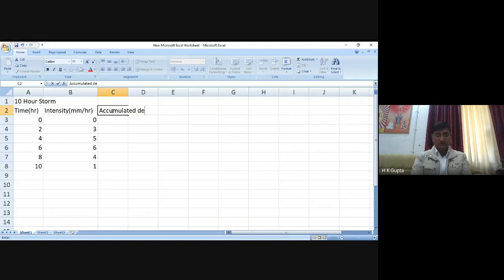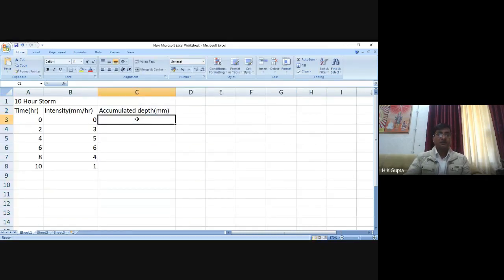Depth. I can write here in millimeter. So you can simply say in zeroth hour, it will be zero. In second hour, three, this is the intensity, but this is in 2 hours. So this is per hour basis. So you can say this will be 6 value here. And I think you will be getting this thing.